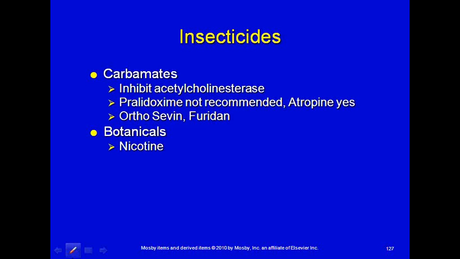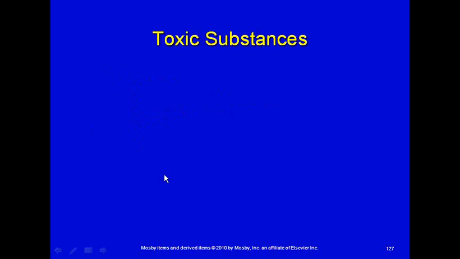Carbamates inhibit acetylcholinesterase as well. Carbamates include chemicals like ortho-7, furidan. Those would be examples of carbamates. And carbamates don't respond to 2-PAM chloride, so they would respond to atropine, but not 2-PAM chloride. An example of a botanical carbamate would be nicotine.